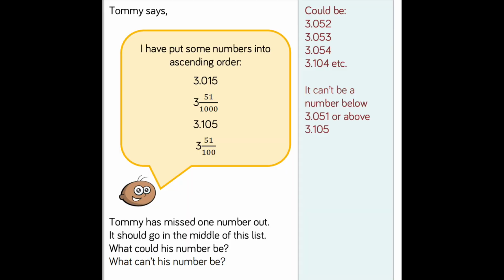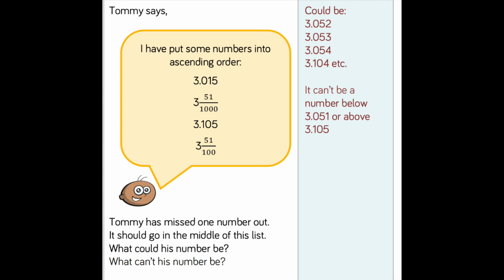First of all, I'm going to go through Thursday's challenge. Thursday's challenge was Tommy, who had put some numbers into ascending order, so that means from smallest to biggest. Hopefully you'll notice that there's two different ways that they're represented, in decimal form and in fractions. So the first thing that I would have liked to have done is to turn them all into decimals. So you should have had 3.015, 3.051, 3.105 and 3.51.